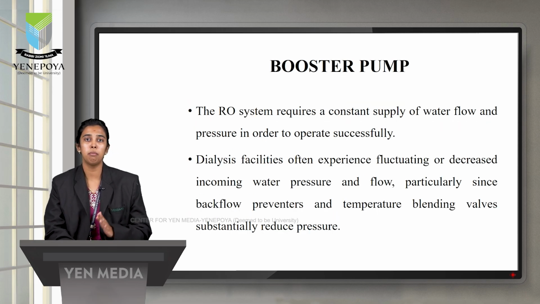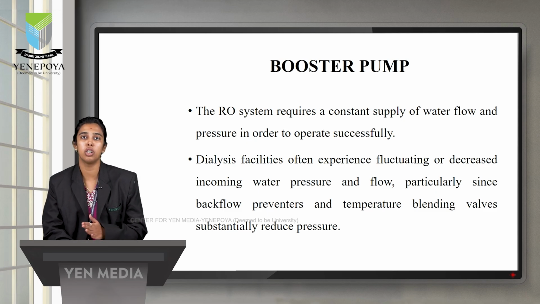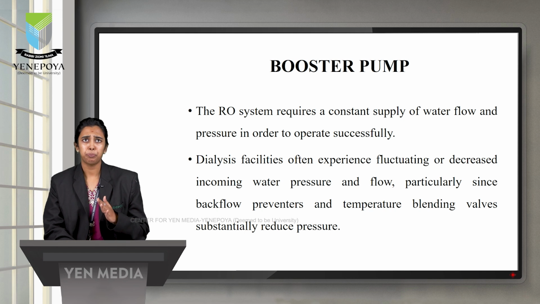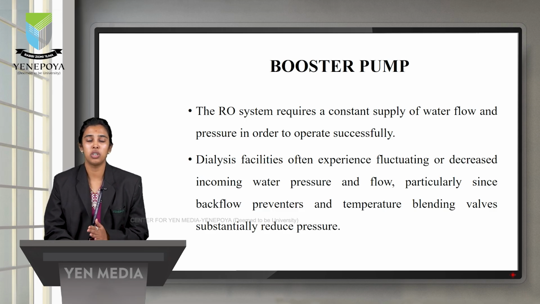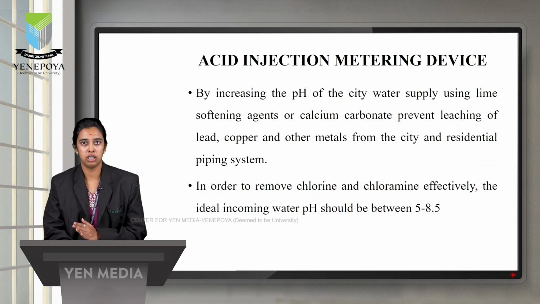Next we have the booster pump. The booster pump is used for a constant flow of water, as RO water generation is going on continuously, so there should be a continuous pressure flowing into the water. That is why we have the booster pumps. Dialysis facilities often experience fluctuating or decreased incoming water pressure or flow. So the booster pump and the temperature blending valve are used to maintain a constant flow of water.